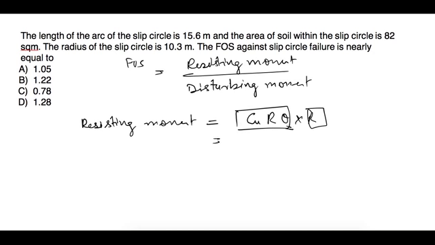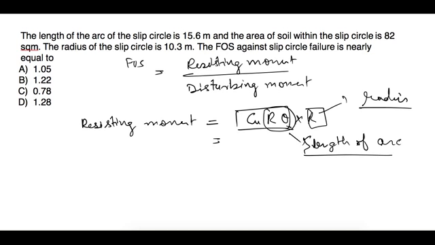But here theta is not given. But what was this thing? R theta is the length of arc and r is the radius. So we have been given this length of arc and we have been given radius and we have been given this cohesion. So we can simply find the resisting moment.